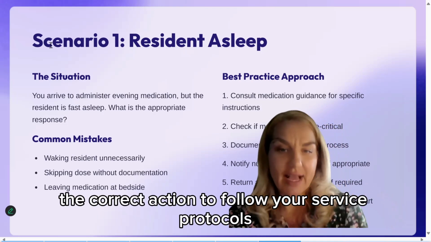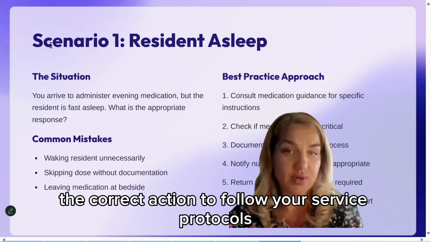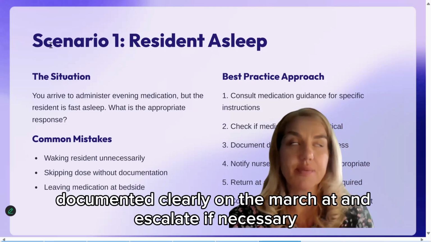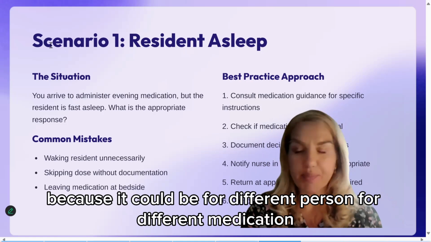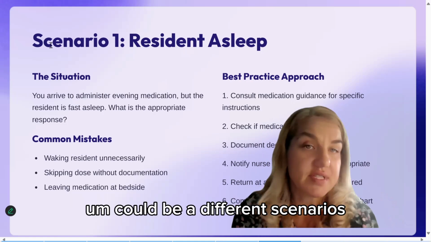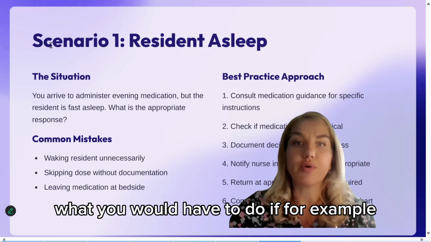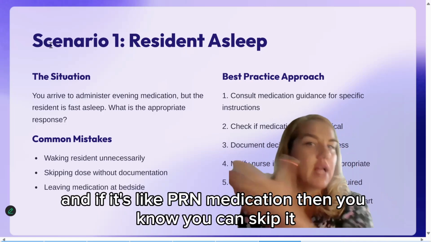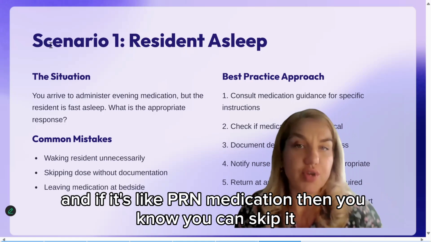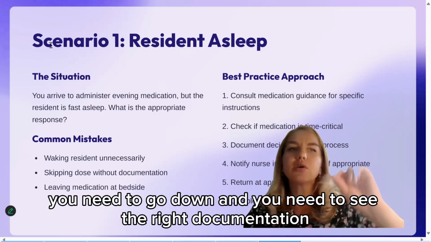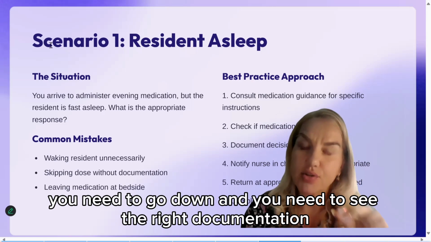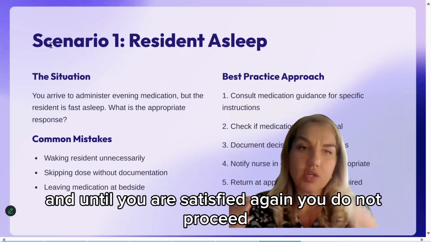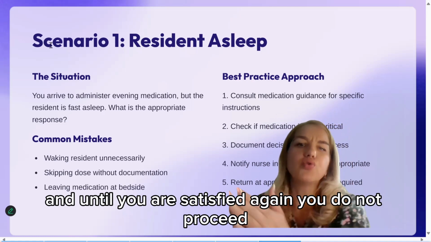The correct action is to follow your service protocols, document clearly on the MAR chart, and escalate if necessary, because it could be a different person or a different medication. It could be a different scenario depending on what you would have to do. If, for example, it is a PRN medication, then you can skip it. But again, you need to go and check the right documentation for the person, and until you are satisfied, you do not proceed.